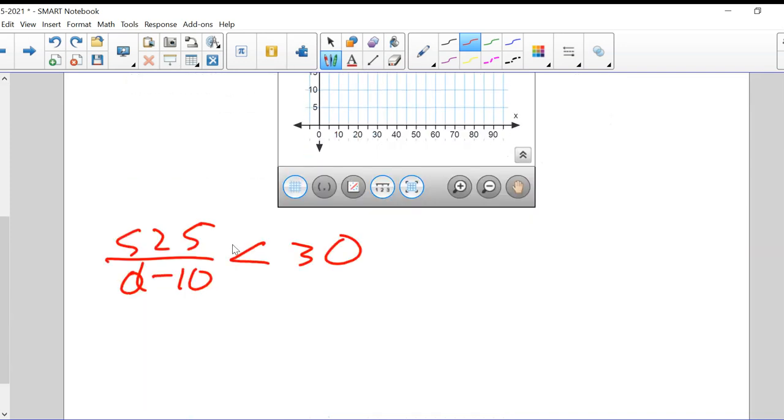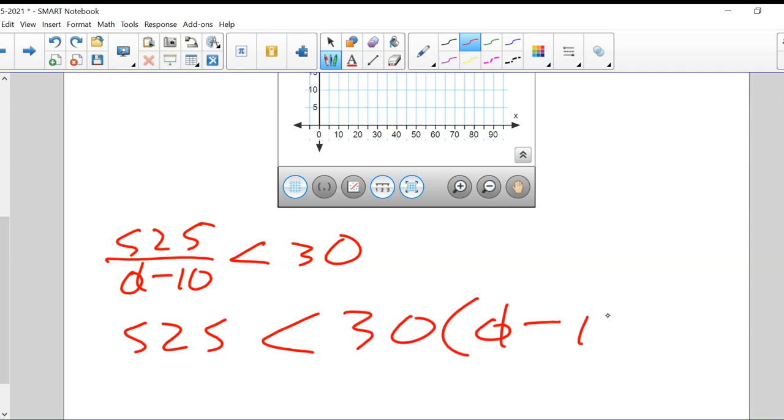So yes, I know we're about to break the very rule that we set yesterday, but that's exactly what we're going to do. D isn't time, but same principle. So I'm going to go ahead and cross multiply. I'm going to say that 525 is less than 30 times D minus 10. Completely ignoring the rule about not cross multiplying for an inequality.